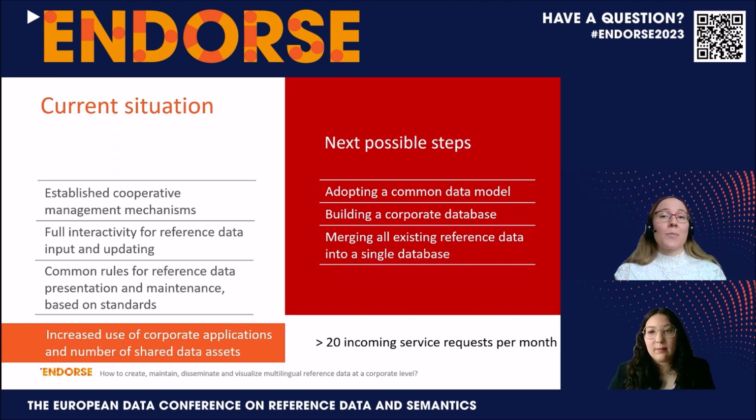So what are the next possible steps? The first one is adopting a common data model in order to further harmonize and standardize the data maintenance. And the next one is building a corporate database and publishing all the corporate reference data sets there in order to provide one single access point. So it would be much easier for the users and for the managers as well for accessing the data.